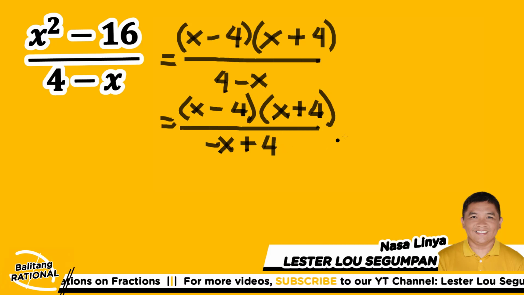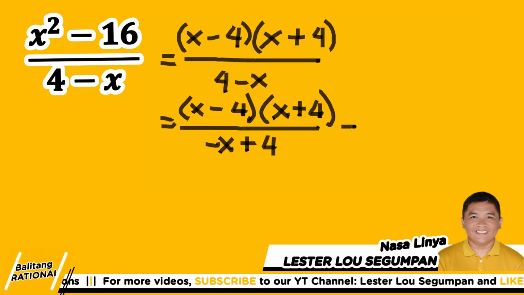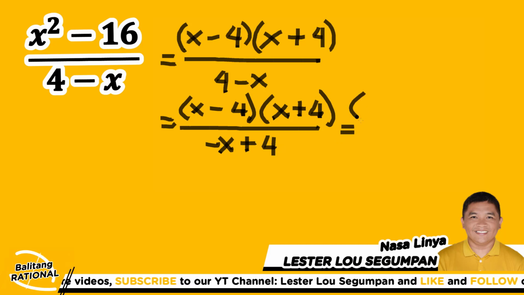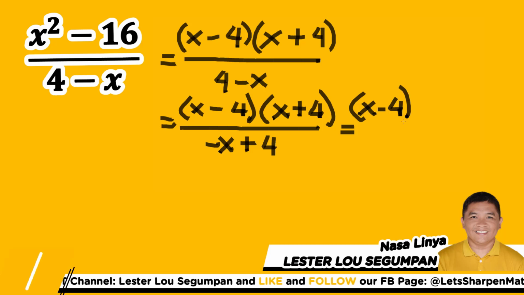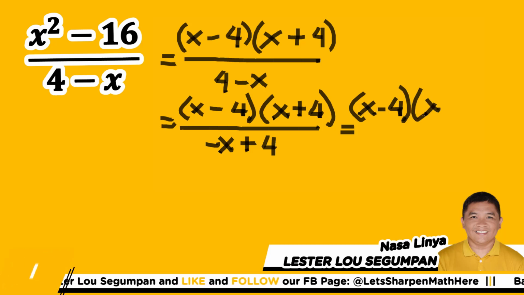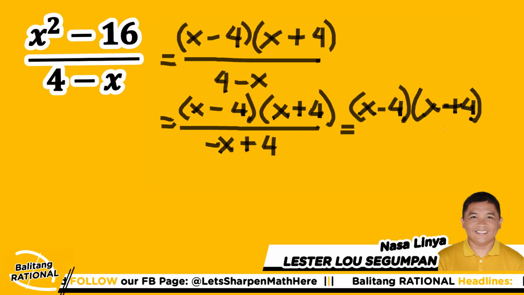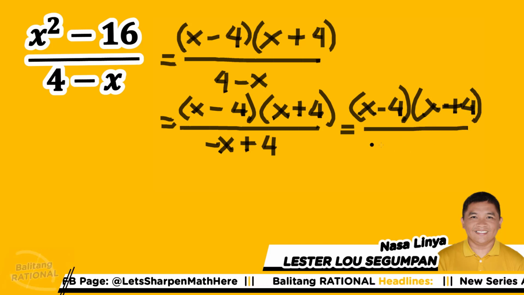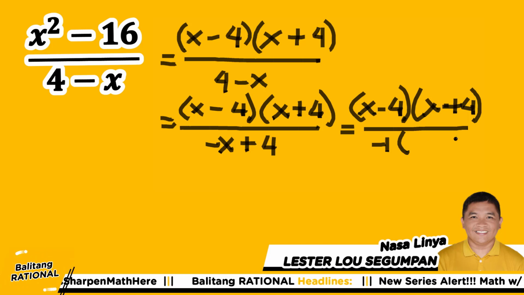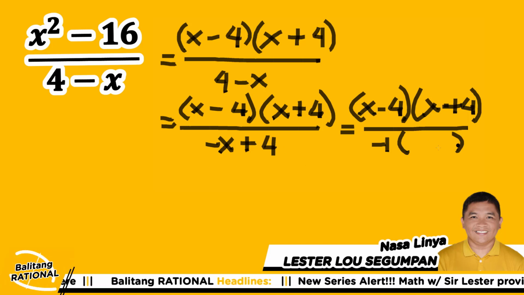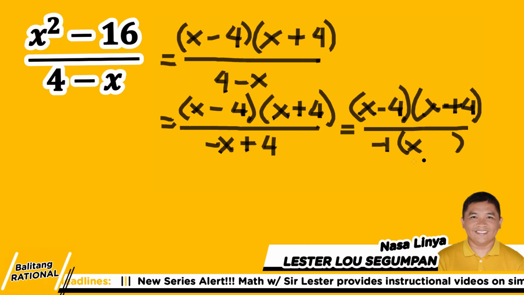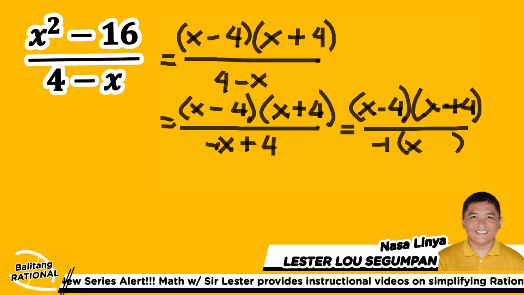Ang gagawin natin dito is ito po. We are going to factor out a negative sign or negative 1 on our denominator. So yung numerator natin is ganito din. X minus 4 at saka x plus 4. If we are going to factor negative 1 on our terms of the denominator, yung x natin po magiging positive na po. Kasi nga we factor out negative. So, negative x is just a product of negative 1 at saka x.